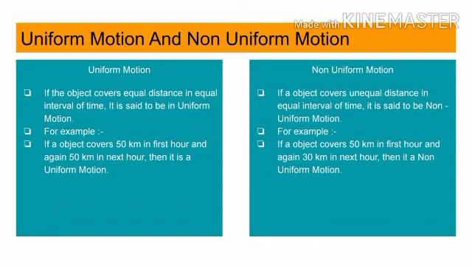Non-uniform motion. If an object covers unequal distance in equal intervals of time, it is said to be in non-uniform motion. For example, if an object covers 50 km in the first hour and again 30 km in the next hour, then it is said to be non-uniform motion.